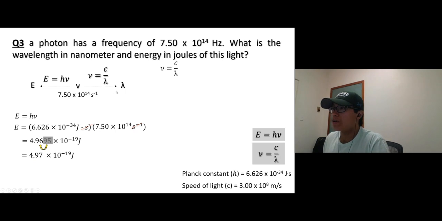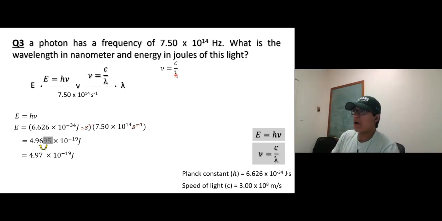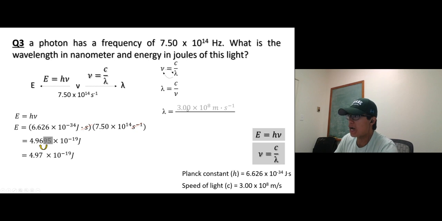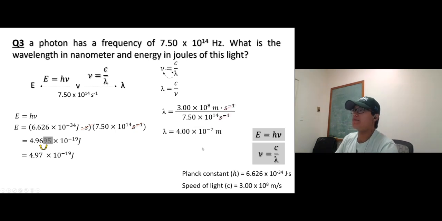Now find the wavelength. So we're going to move things around and rearrange this equation. Wavelength equals c over nu. So now plug in c, 3 times 10 to the 8th meters per second, and the frequency, not wavelength. I get confused all the time. So the frequency is 7.50 times 10 to the 14th per second. Per second cancels out, and there's the answer.